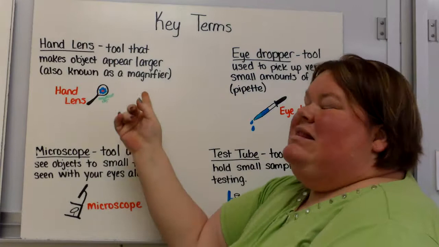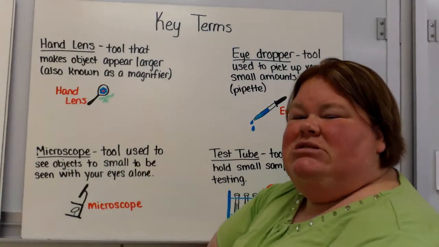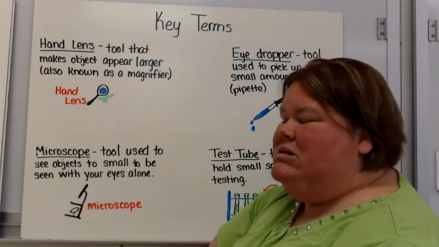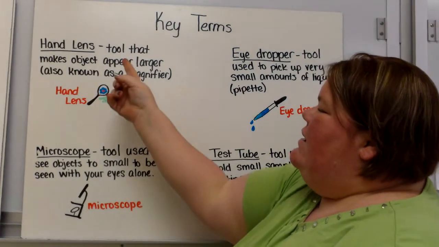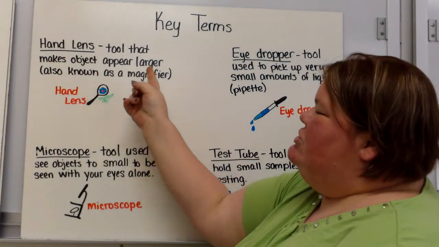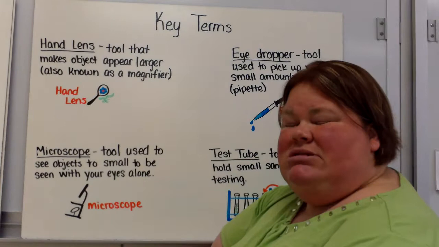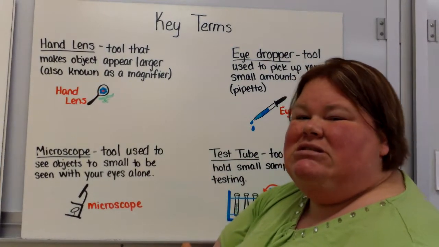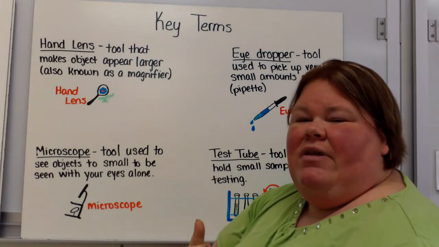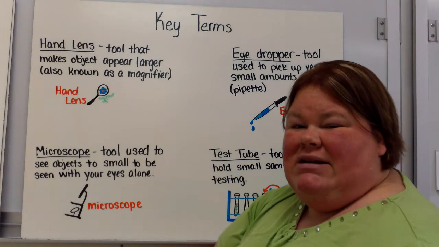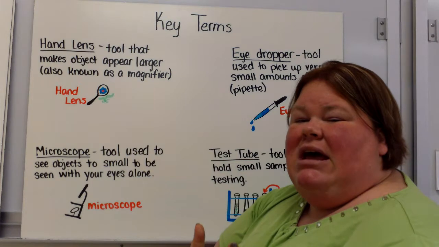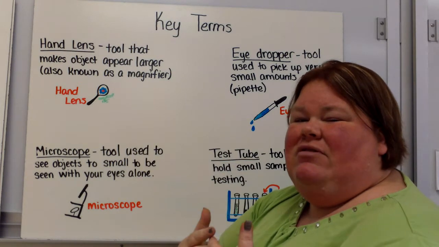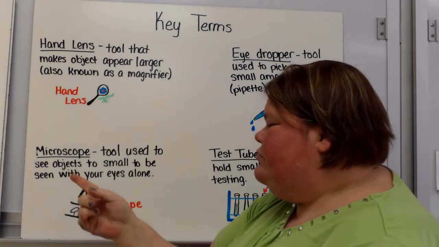We also have hand lenses. Hand lenses are very similar to magnifying glasses. It's a tool used to make an object appear larger. It's also known as a magnifier. You use it to look closely at insects such as butterflies or a fly's wings, things that you can see but you just need to see a little bit closer.